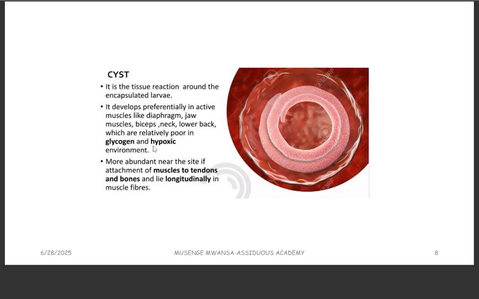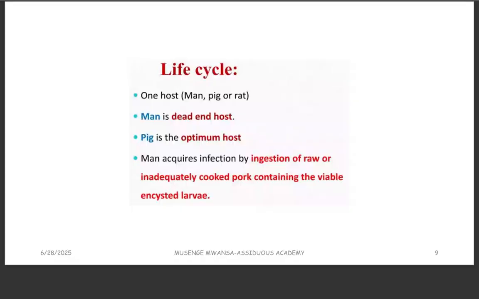They are more abundant near the site of attachment of muscle to tendon and bone, and will lie longitudinally in the muscle tissue. They will be straight as the muscles go, like that.